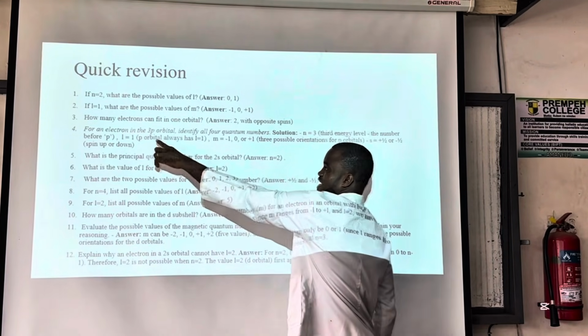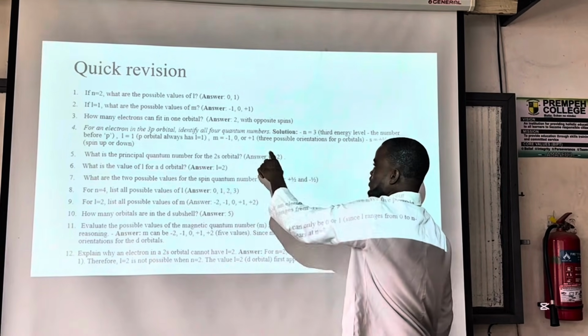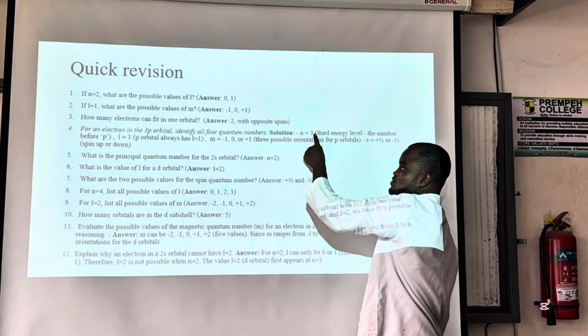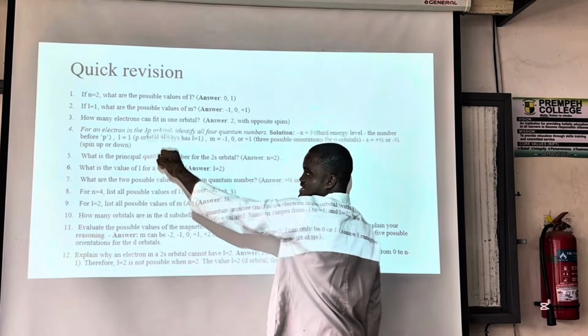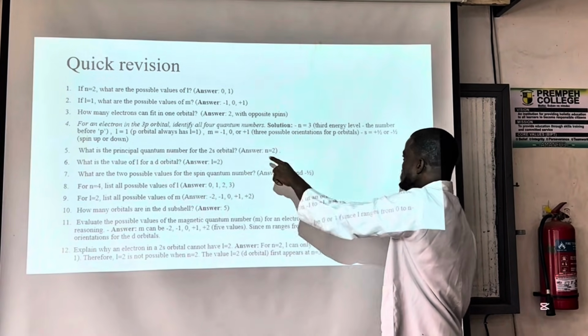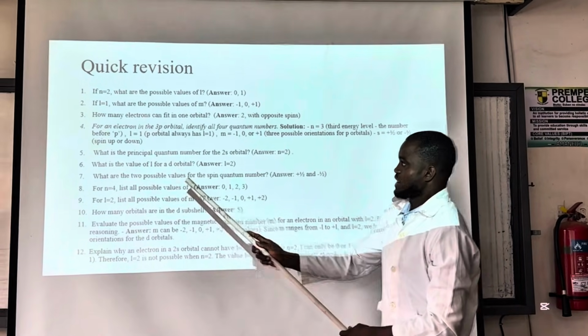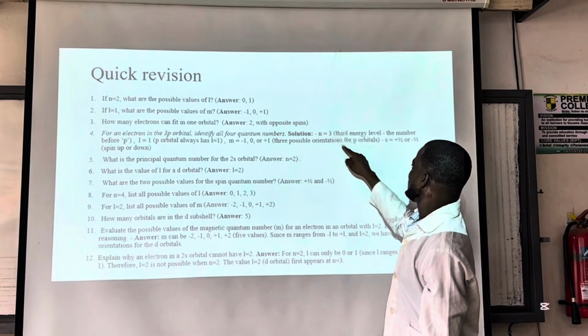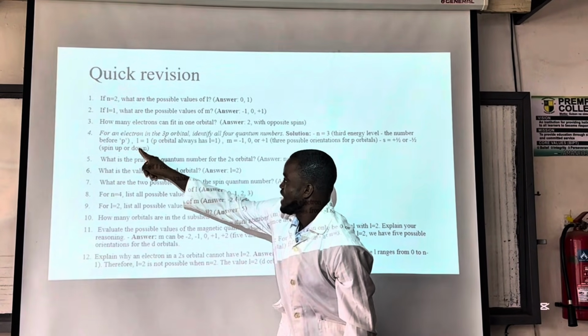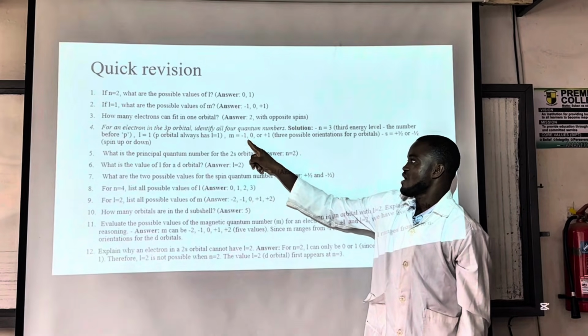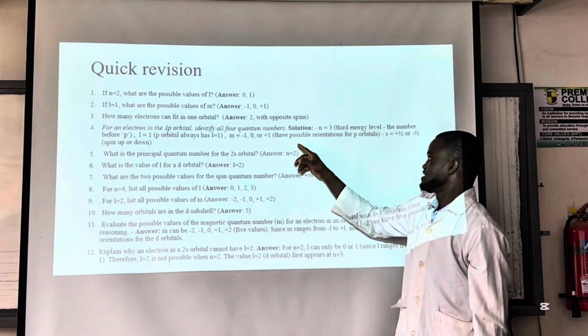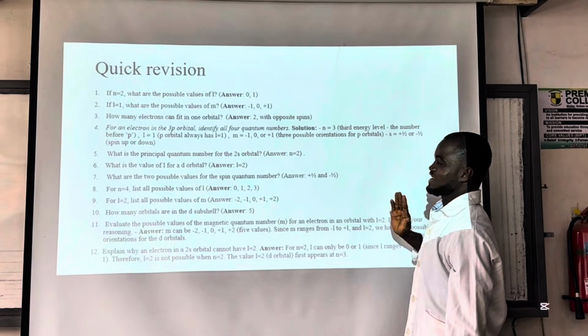Solution. 3 means the principal quantum number. So for 3p, n is equal to 3. But L is specific: the p is the L. So p stands for 1. So n is equal to 3, then L will be equal to 1. If L is equal to 1, mL will be positive 1, negative 1, 0. Spin is positive half or negative half.